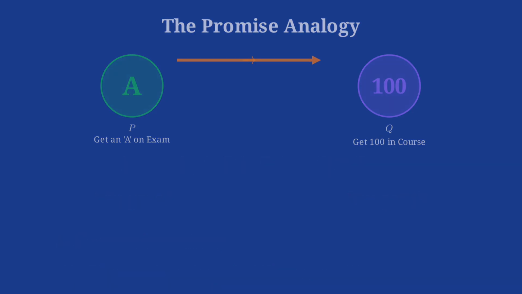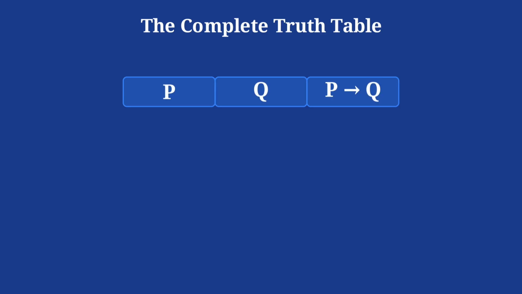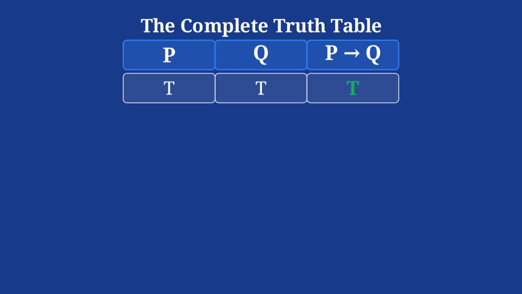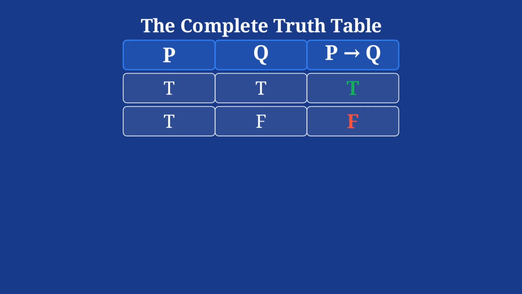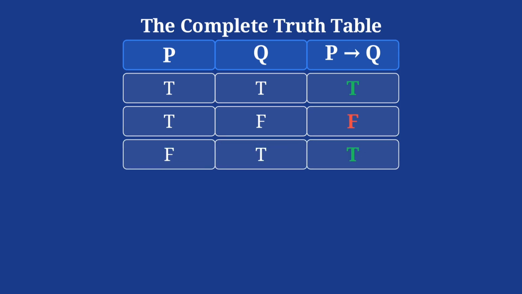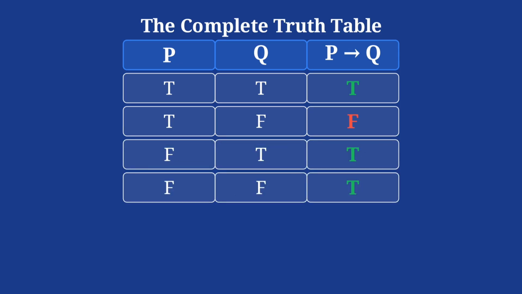This leads us to the complete, formal truth table for the conditional. We have our P column, our Q column, and the result of P arrow Q. If P is true and Q is true, the result is true, promise kept. If P is true and Q is false, the result is false, promise broken. If P is false and Q is true, the result is true, promise not violated. And if P is false and Q is false, it's also true, promise not violated.